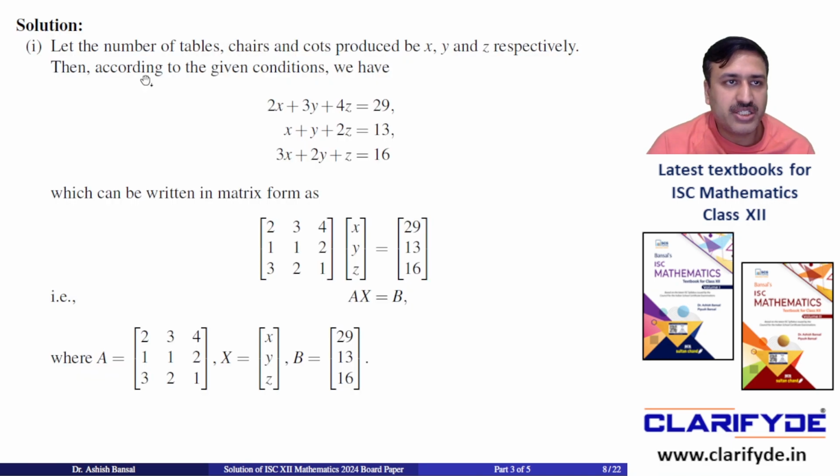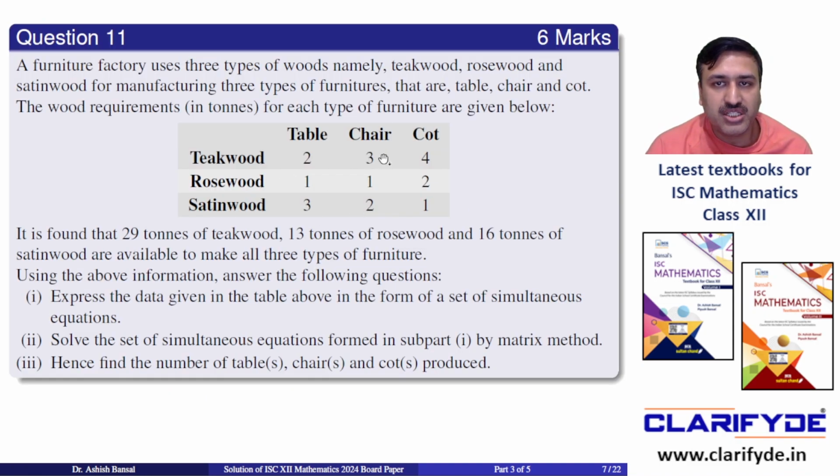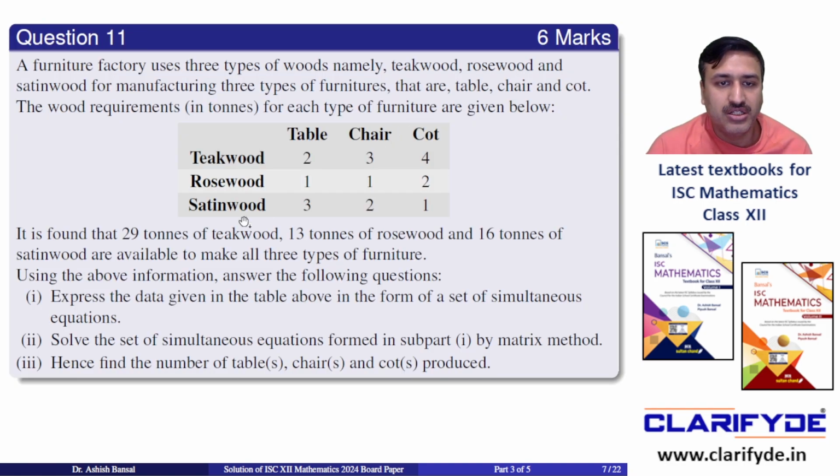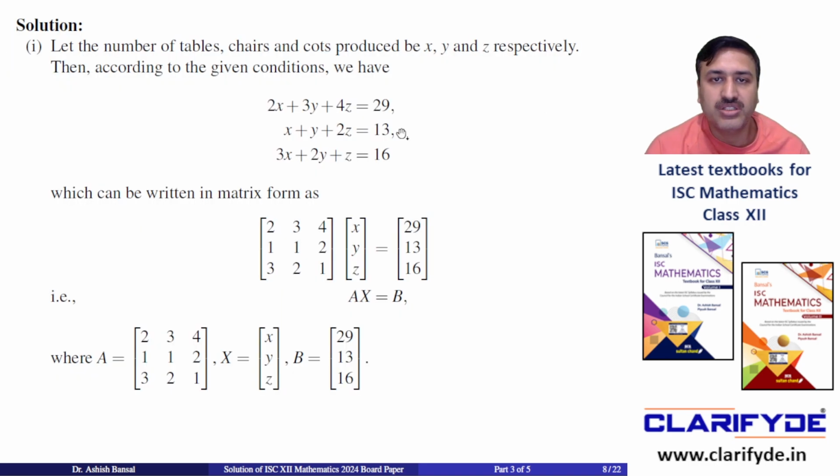So let us take the number of tables, chairs and cots to be x, y and z respectively. Then this table helps us to form the three equations. We have 2x plus 3y plus 4z equal to 29, because there are 29 tons of teak wood available. Similarly, the other two equations can be formed. This system of equations can be written in the matrix form AX equal to B, where A is this matrix, X is the column vector x, y, z, and B is the column vector 29, 13 and 16. So this is the answer to the first part.